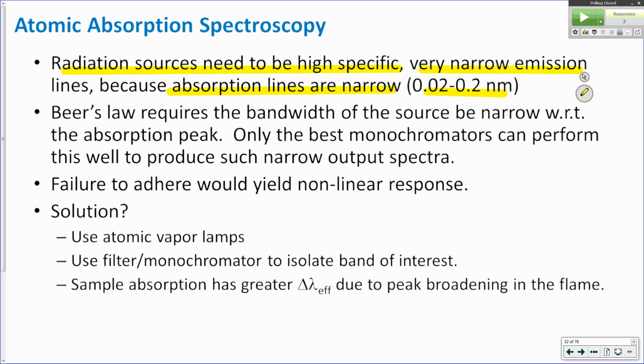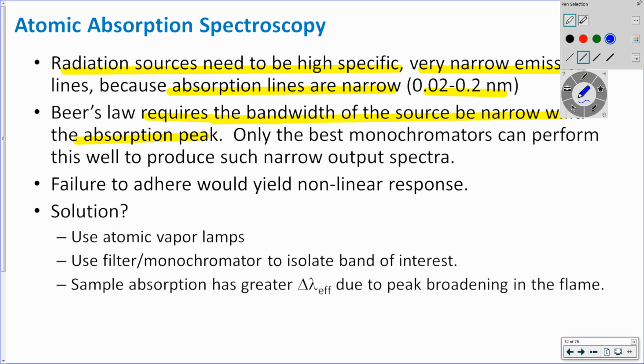So Beer's law requires that the absorption signal, the light coming into your sample, be narrower than the absorption peak. So if you think of this as my sample that absorbs, all right? So whatever width this is, maybe it's 0.2 of a nanometer.